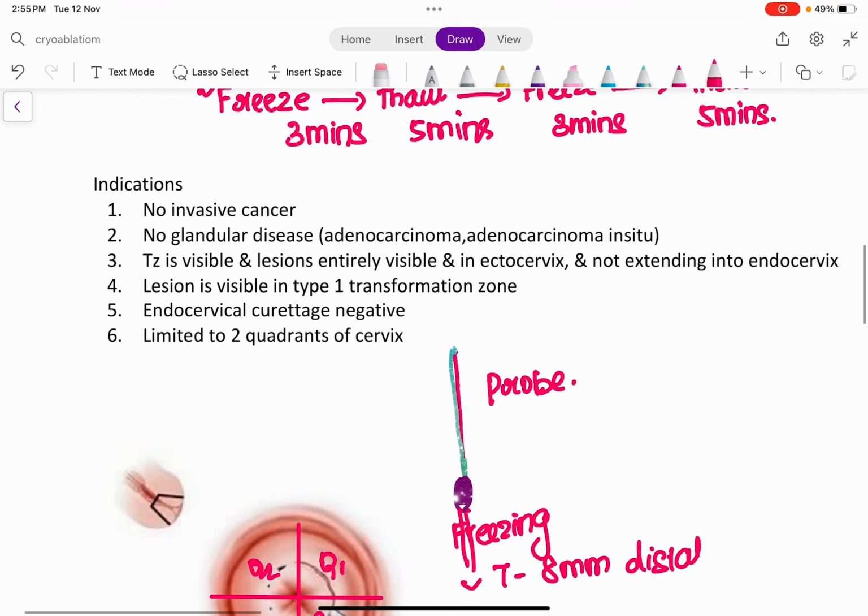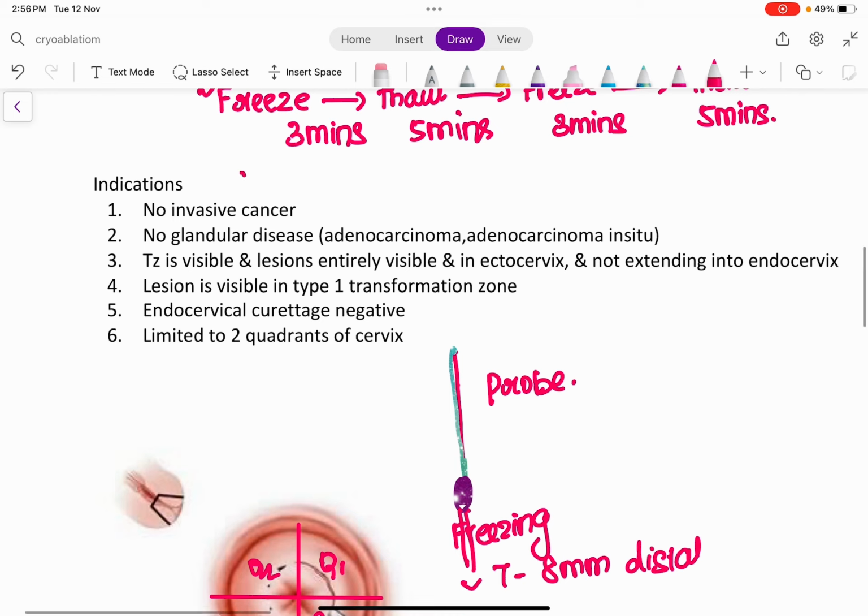Okay. So now we'll discuss the indications. Cryoablation is the treatment of choice for cervical intraepithelial neoplasia type 1. And when type 2 and 3 are concerned, cryoablation can be done if the indications are met. But the treatment of choice for cervical intraepithelial neoplasia type 2 and 3 is an excisional procedure, that is LLETZ or LEEP. Is that clear? Okay.